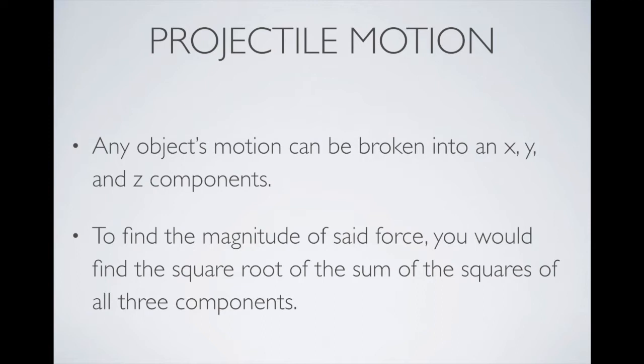So a quick overview of projectile motion. Any object's motion can be broken into an x, y, and z component. So to find the magnitude of said force, you would find the square root of the sum of the squares of all three components. But we do not have a z component in this case because we are only worried about the x and y component of the motion.